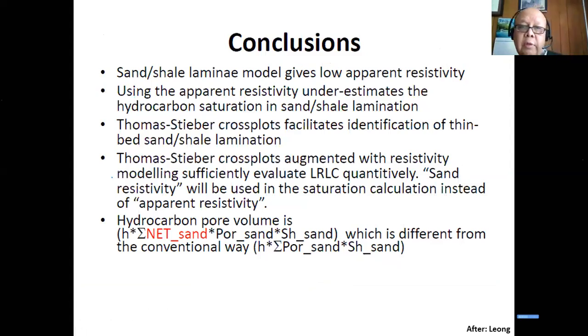So in conclusion for this case study one, the sand shale laminar model gives low apparent resistivity. Using the apparent resistivity underestimates the hydrocarbon saturation in sand shale laminations. Thomas-Stieber cross plots facilitate identification of thin beds and sand shale laminations. Thomas-Stieber cross plots augmented with resistivity modeling sufficiently evaluate LRC quantitatively. Sand resistivity will be used in the saturation calculation instead of apparent resistivity. Hydrocarbon pore volume is now defined as a summation of net sand thickness times porosity of the sand times the saturation of hydrocarbon in the sands.